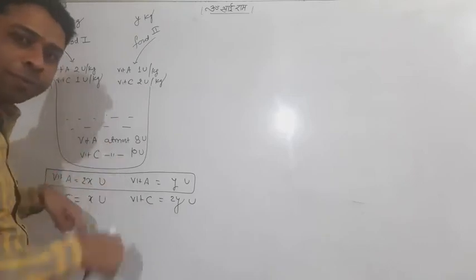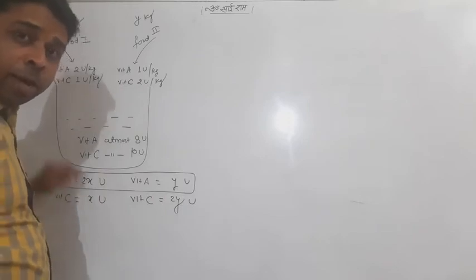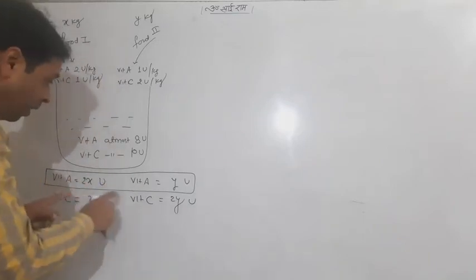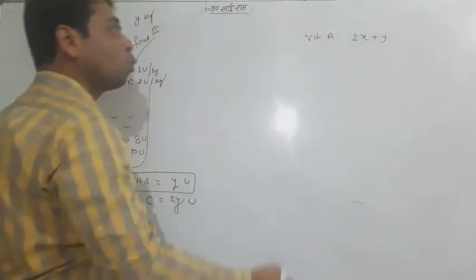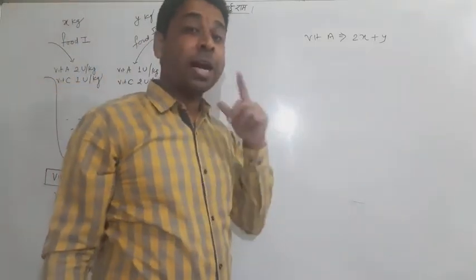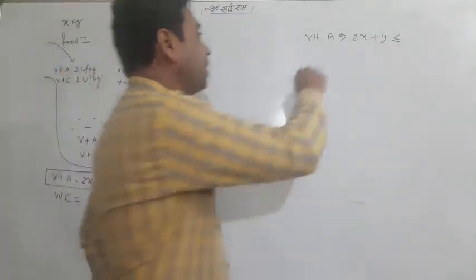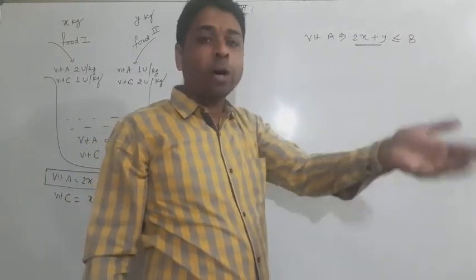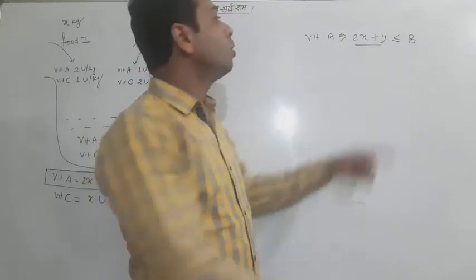In this mixture, the whole vitamin A will be 2x plus y, because both foods contain this kind of vitamin A. So for vitamin A I have 2x plus y, and according to the question, vitamin A is at most 8 units. What is the meaning of at most? At most always follows the less than or equal to sign: this vitamin A quantity is 8 or less than 8. Keep this in mind. So this is for vitamin A.